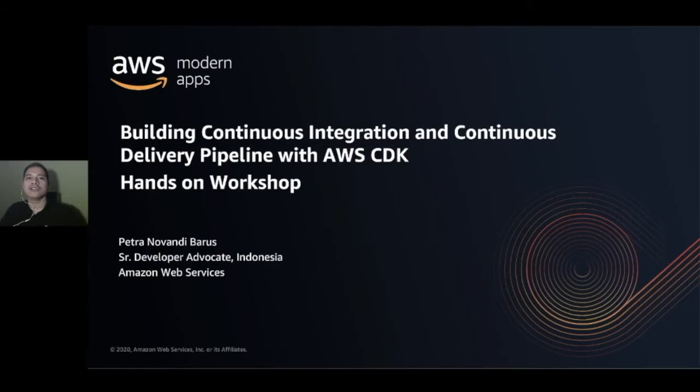So here's basically the definition of CI, continuous integration. What is continuous integration itself? Continuous integration is the software development practice where members of a team integrate their work frequently. Usually, each person integrates at least daily, so this will lead to multiple integrations per day. Next, continuous delivery is making sure your software is always production ready throughout its entire life cycle.